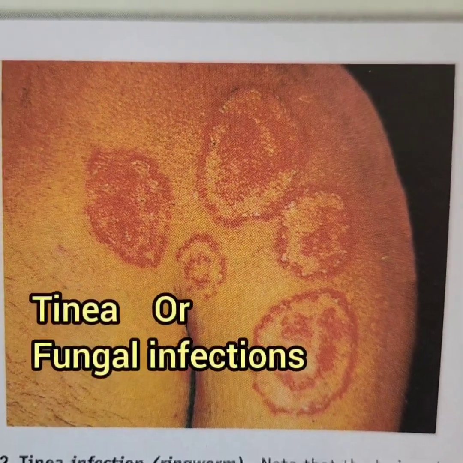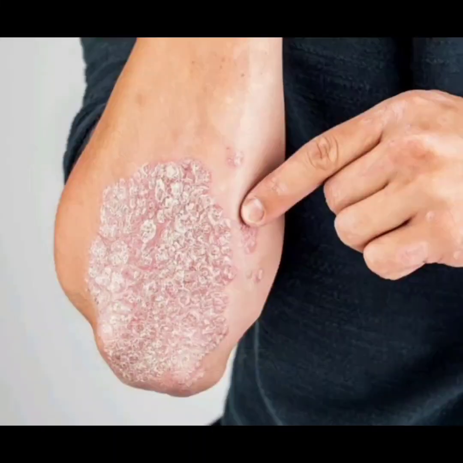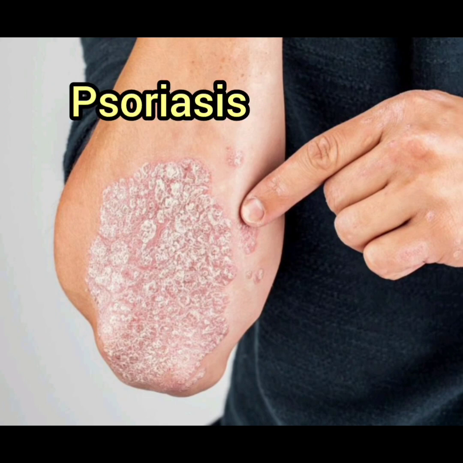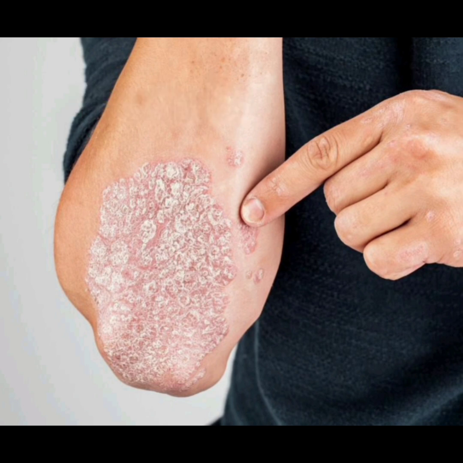Fungal infections on the skin are commonly observed. Epithelial turnover rate in psoriasis is quicker. Normally it is 4 weeks. In this condition, it is 4 days. It results in scaly skin.